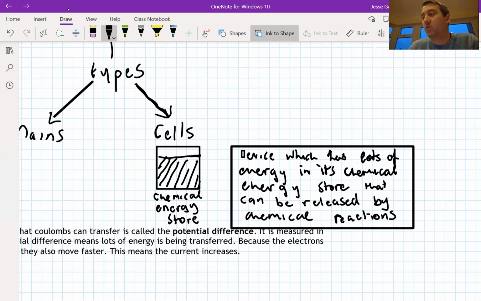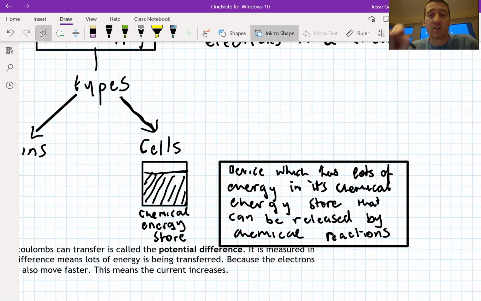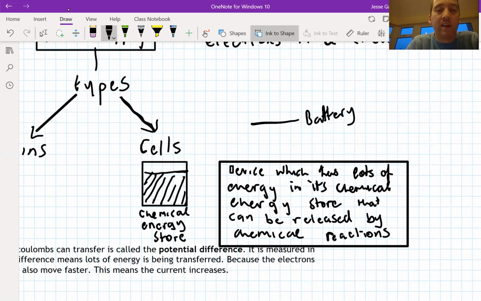Now, some people confuse batteries with cells. Quite a lot of people do this, actually, a battery and a cell. Now, they are similar things, but a cell is a device that has lots of energy in its chemical energy store, and it can be released by chemical reactions. A battery, then, is similar because it is made of cells. A battery is basically a device which is made of two or more cells.